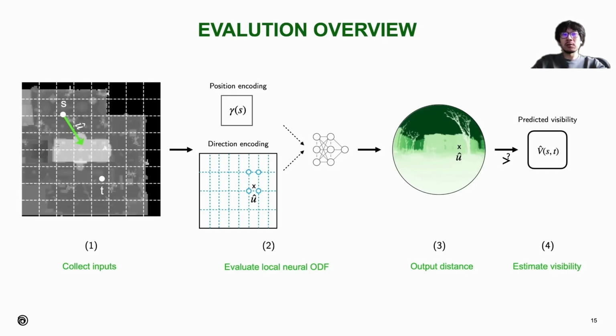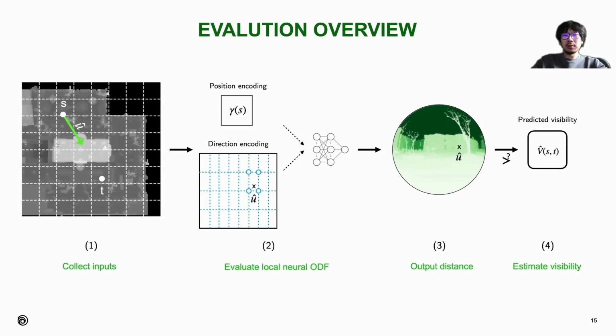Let's first have a look at the overview of the evaluation process. First, on a source position partitioned game world, we collect inputs for visibility tests, which contain source point S and target point T. The left side of this figure shows a simple 2D grid partition of source positions.